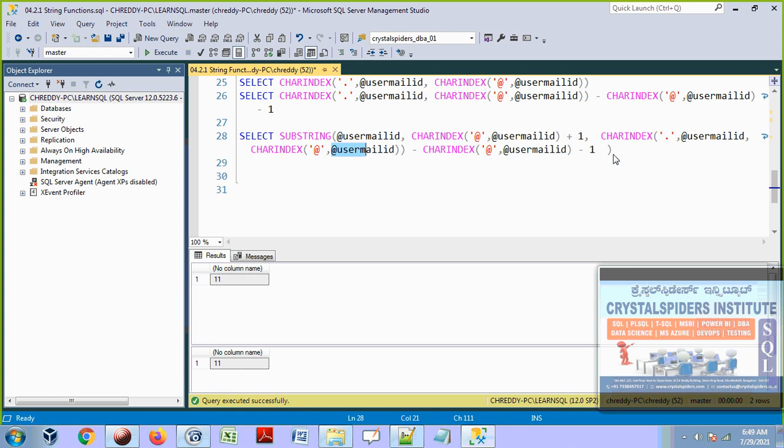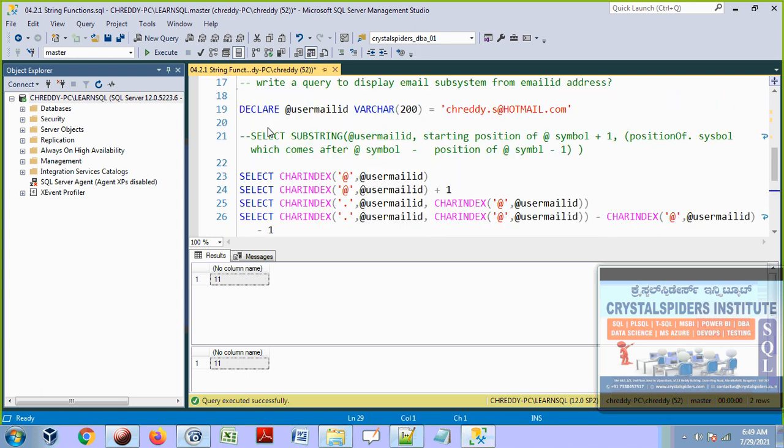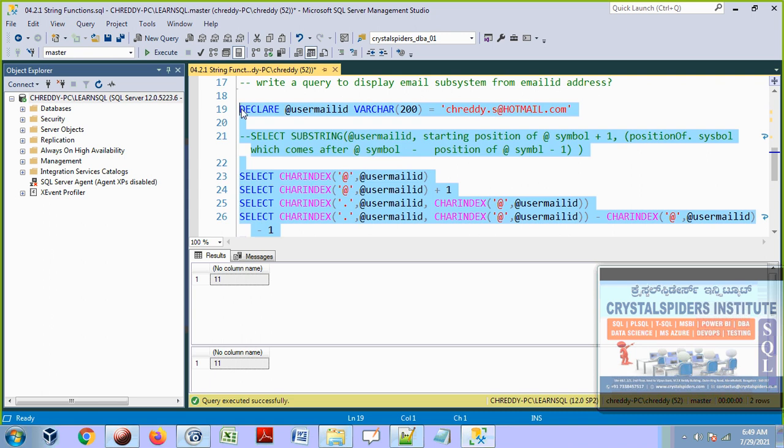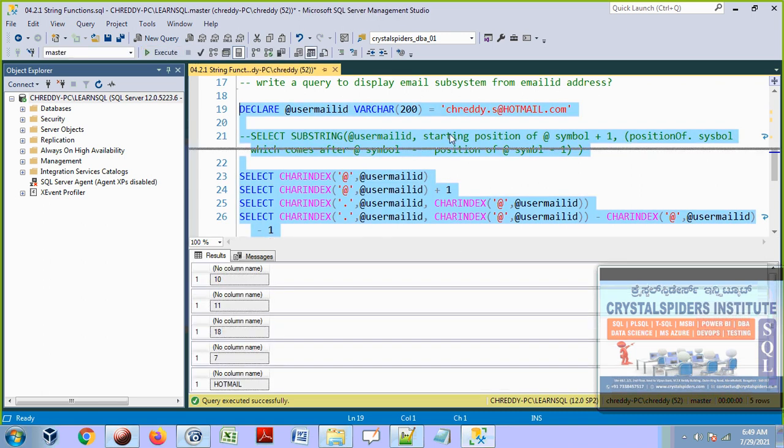Okay guys. This is a substring, and here is the actual value, and this is the starting position of the character, that is the position of @ plus 1. That is the starting position of my substring, and this gives the number of characters. So let's execute this query, guys. The last select statement is going to give Hotmail.